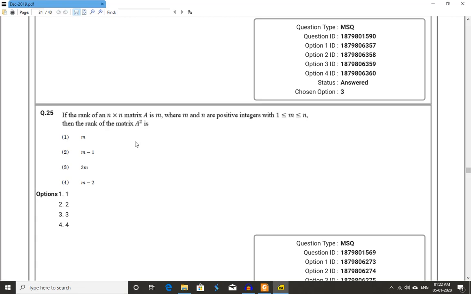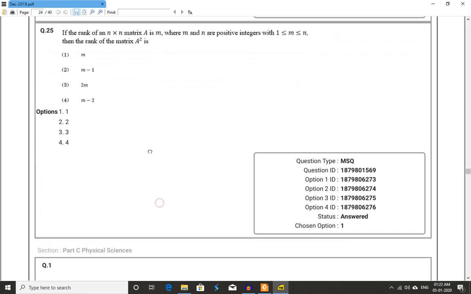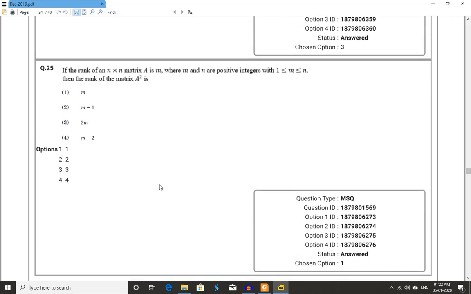What does rank mean? Rank is the property of linear dependence or independence of vectors. You formed a matrix from the components of the vectors, so squaring means the linear dependence or independence factor does not change. So the rank will again be m. The rank will not change. So I think we have finished this part B.